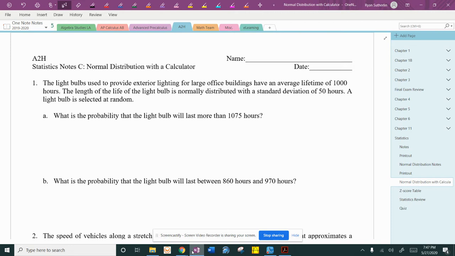What we're going to do today is look at normal distribution just a little more, and normal distribution problems that require a calculator. So why would a normal distribution problem require a calculator?